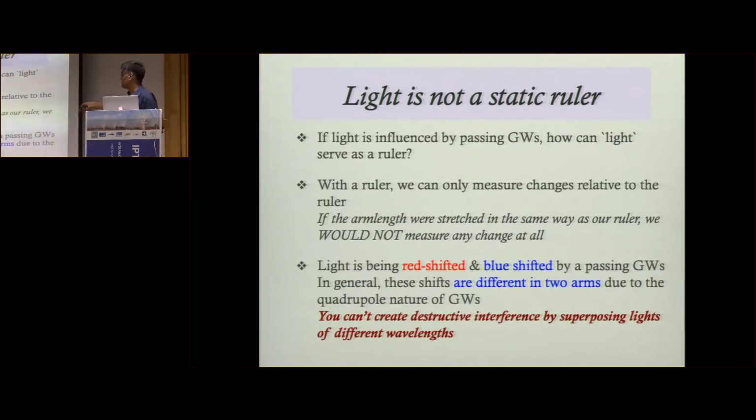In fact, light is redshifted and blue shifted by passing gravitational waves, but because of the quadrupole nature of the gravitational waves, these redshifting and blue shifting are different in different arms. And that's important. Once you have that under control, you know that it's impossible to create destructive interference by superposing lights of different frequencies. Remember, you need a monochromatic source to get an interference pattern. So one way of thinking about it is that light is indeed getting blue shifted and red shifted, but it doesn't really matter. It's propagating in the arms.